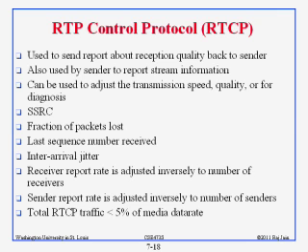So the receiver report rate is adjusted inversely to the number of receivers, and the sender report rate is adjusted inversely to the number of senders. Now there could be multiple senders too. For example, in a group conferencing.